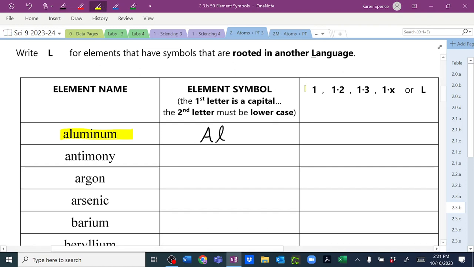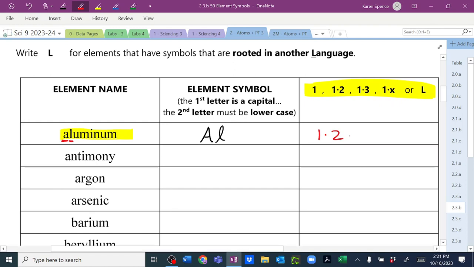Now what the heck is going on with all this stuff over here? So this is made up of the first letter, so I'm going to write 1, but it's also made up of the first letter plus the second letter. So I'm going to write 1.2. Now why did I choose a dot? I don't know. I could have written 1, 2. I could have written 1 dash 2. I don't know why I chose a dot. It just means the first letter and the second letter. Does that make sense? Okay.